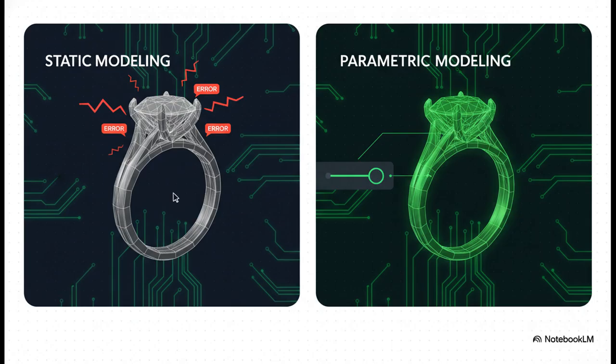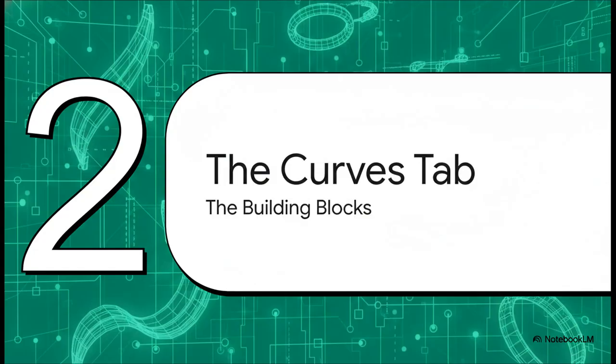But on the right, that's the freedom of the parametric approach. A simple slider can unlock a universe of design possibilities in a split second. This is what we mean when we say you can design at the speed of thought. Okay, let's move to our first tool drawer and see how this all comes together.